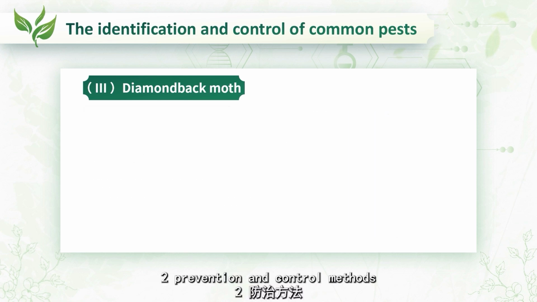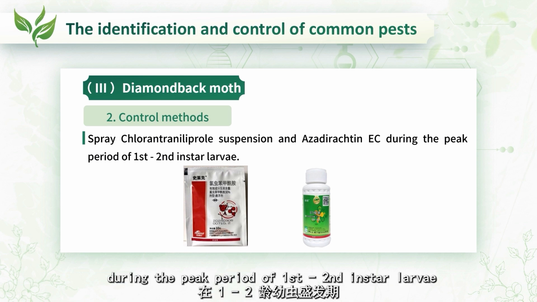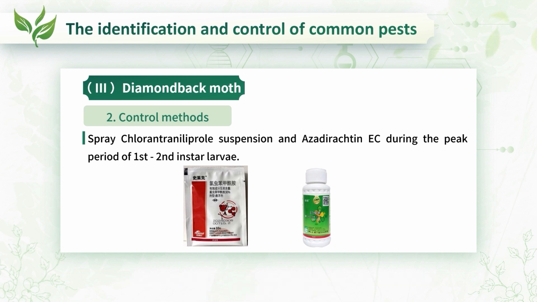2. Prevention and control methods. Spray chlorantraniliprole suspension concentrate and azidoroxton EC during the peak period of the 1st to 2nd instar larvae.